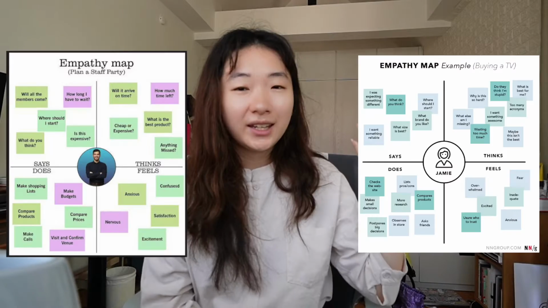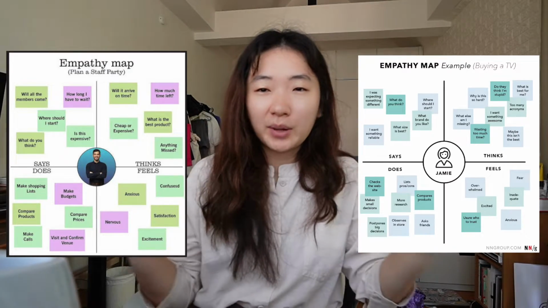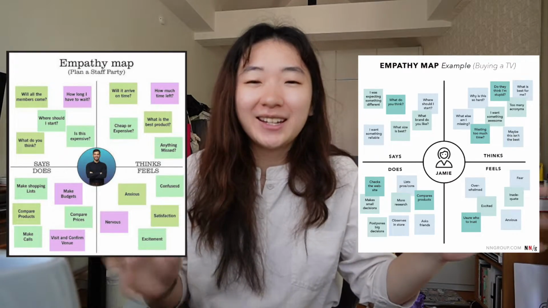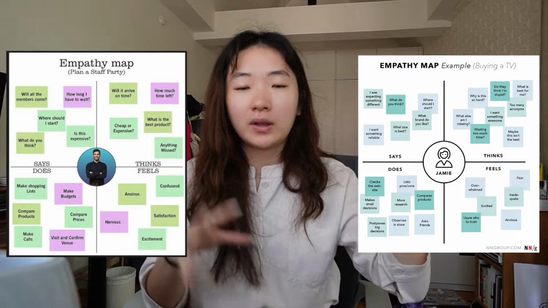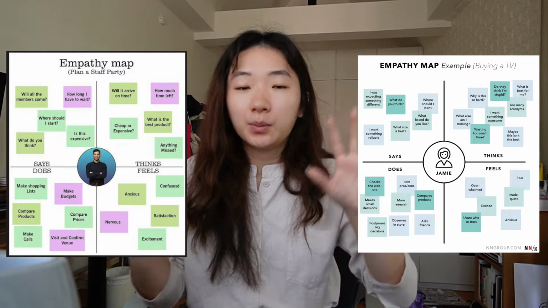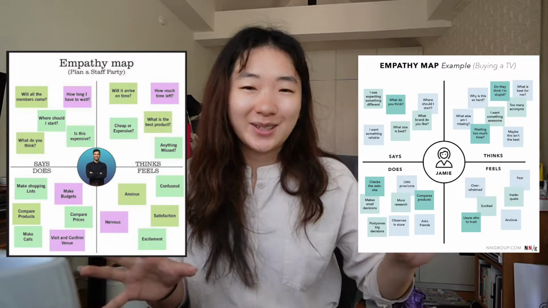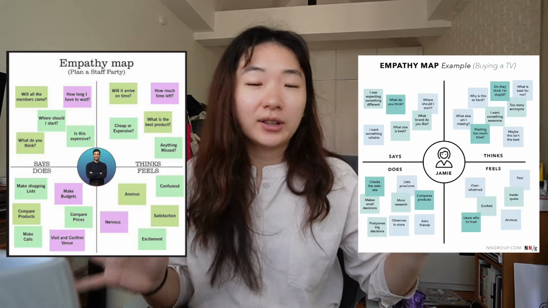So what could an empathy map look like in real life? Here is an example. Maybe I'll put up 2 depending on what I can find, but it's very much in that square format with the quadrants and multiple post-it notes for each quadrant. So this is what an empathy map could look like in real life.